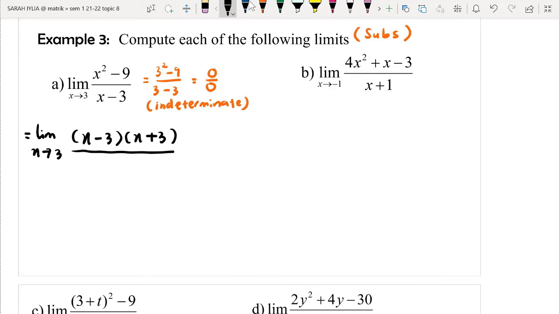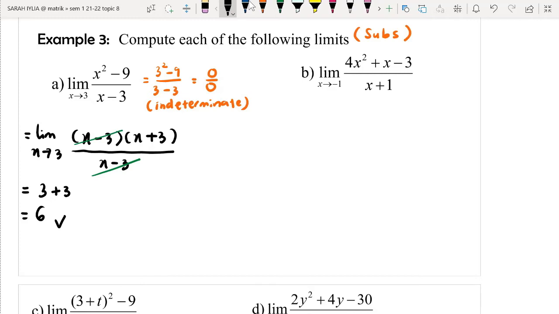Denominator part, don't change anything, so maintain as x minus 3. After you factorize, try to find the common factor that you can cancel out. In this case, we have x minus 3 as the common factor. Now, try once again to substitute our limit into the function. So, we get 3 plus 3. So, final answer here, 6.